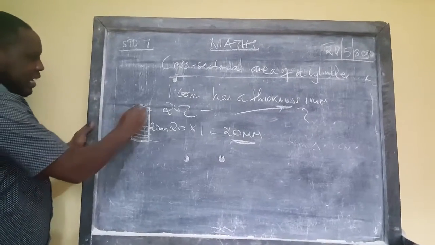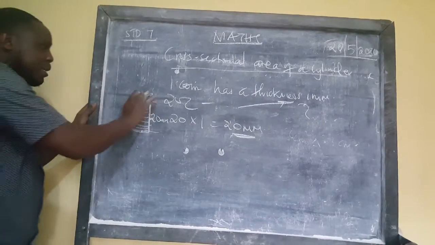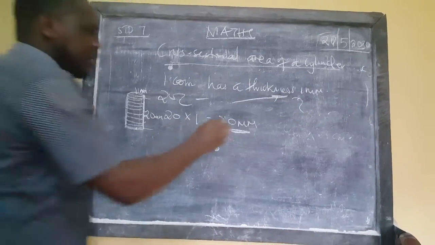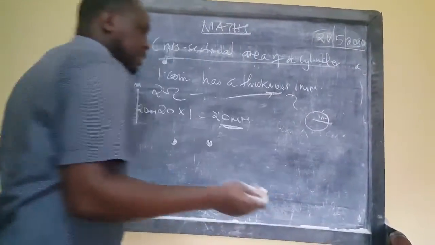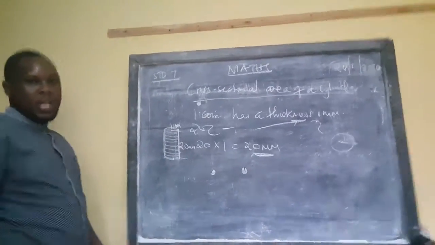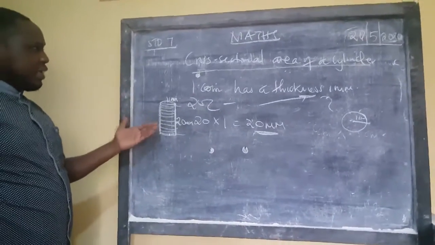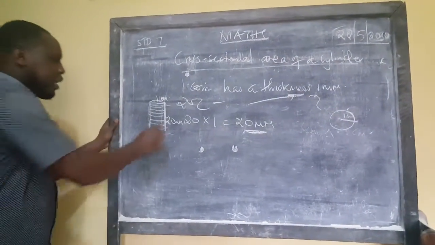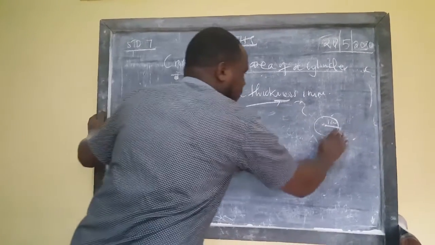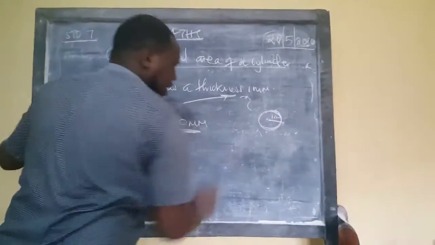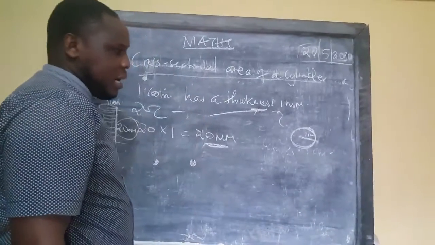Assuming that the radius of one coin is 11 millimeters. A coin is drawn like this. The radius from here to here is 11 millimeters, meaning that the diameter is 22, and we have arranged 20 of them. Can you calculate the cross-sectional area? Now, forget about that 20 millimeters, and let's concentrate on this surface, which has a radius of 11 millimeters.